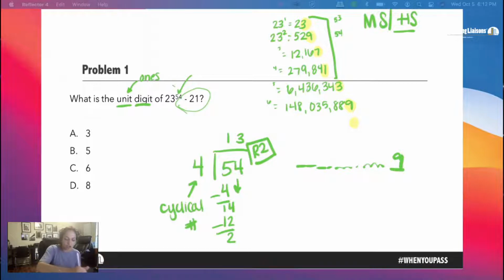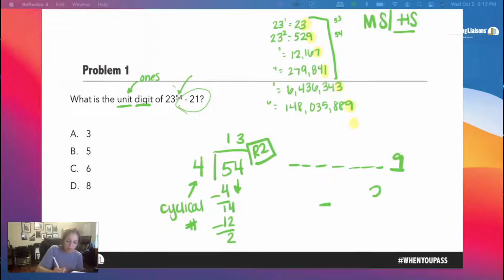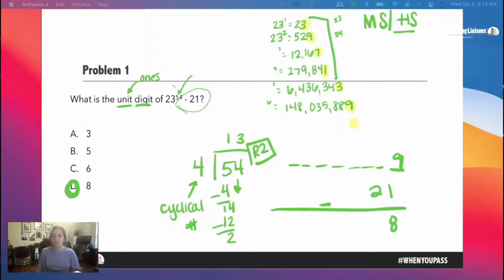So if I have this really long number, blah, blah, blah, minus 21, does the 2 really matter? It doesn't. What's 9 minus 1? 8. So our unit digit of this number is going to be 8. All right, let's keep going.